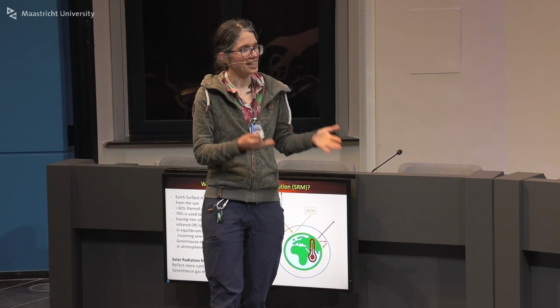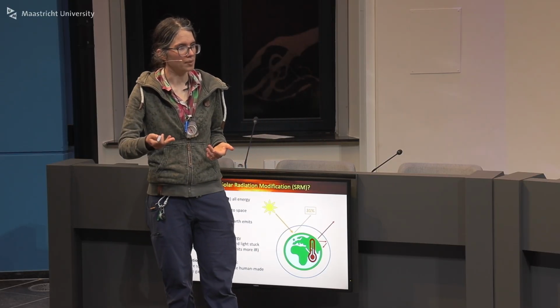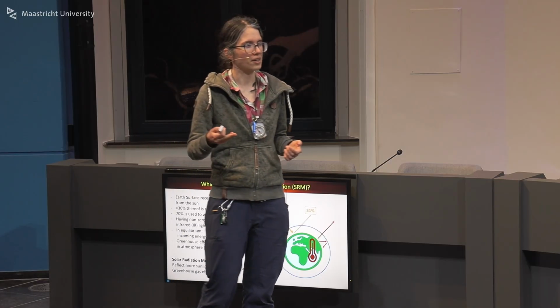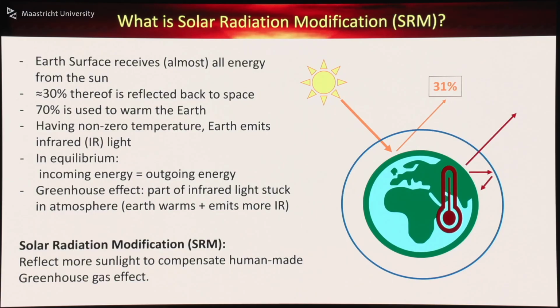So now, what is solar radiation modification? Well, we have a problem because we increase this greenhouse gas effect. So the idea is maybe we can also reduce a bit the energy that comes in from the sun, or in other words, let the Earth reflect a little bit more sunlight. So this 30% of sunlight that gets reflected, maybe we could make it into 31% or so to get this energy balance back where we want it to be.